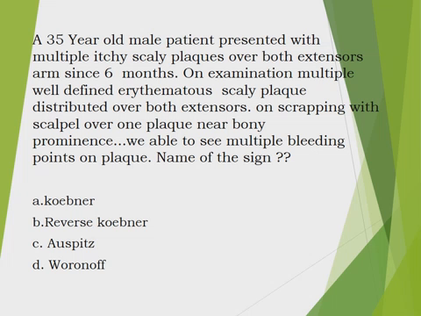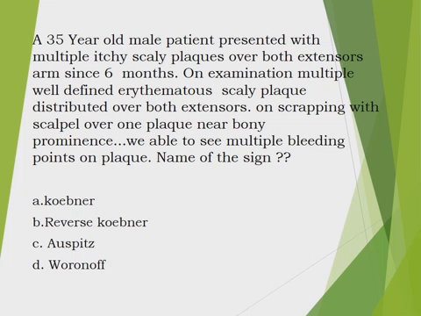First, we should identify what the clinical scenario says. The clinical diagnosis is psoriasis vulgaris. Why? Point number 1, multiple well-defined erythematous scaly plaques. Number 2, bilaterally symmetrical. Number 3, extensor aspects. So it perfectly fits psoriasis vulgaris. Yes, and the options are Koebner, reverse Koebner, Auspitz and Voronov. And the answer is Auspitz sign.